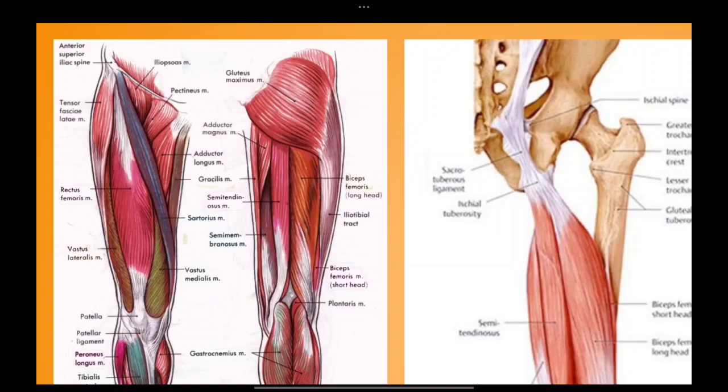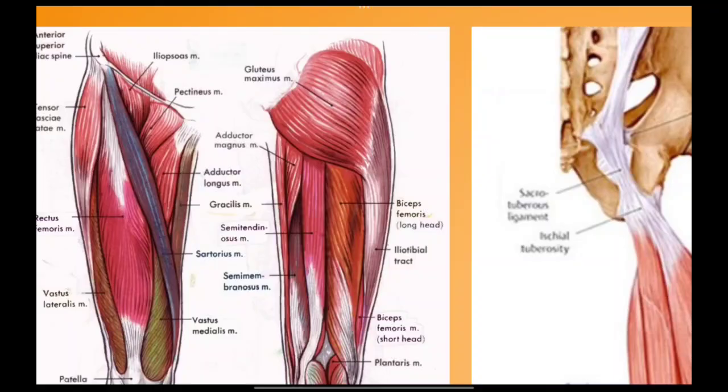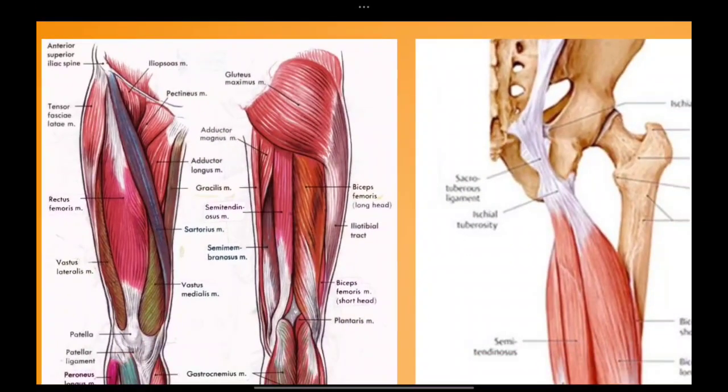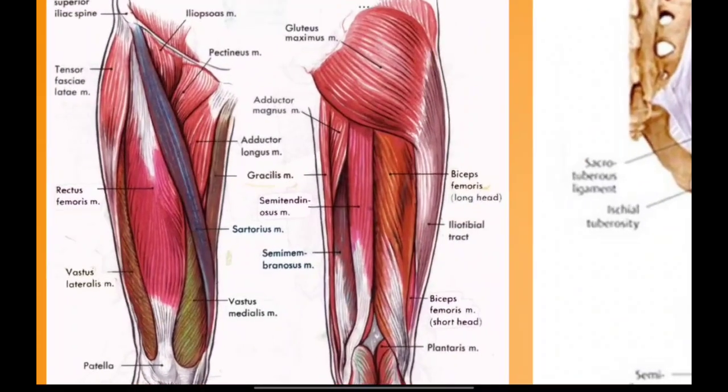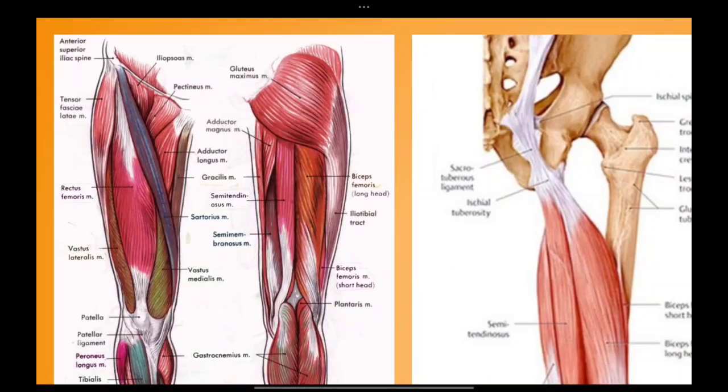Then we have adductors, which are adductor longus, adductor brevis, adductor magnus. So you can see them here in the diagram: magnus, longus, and brevis, which are three muscles close to one another. Then we have gracilis, which adducts the thigh. Gracilis is helpful in the adduction of the thigh.